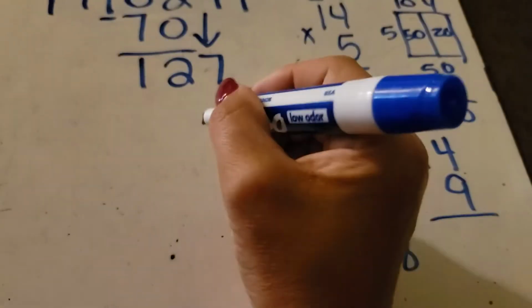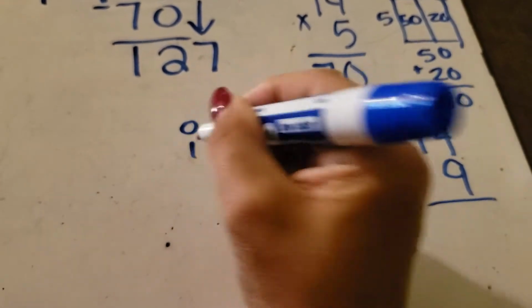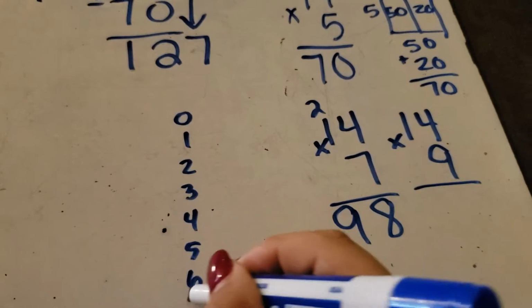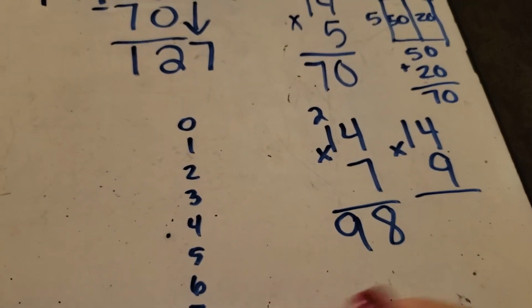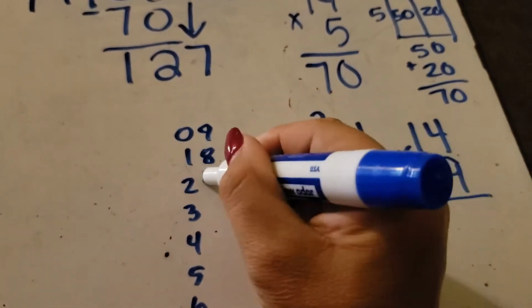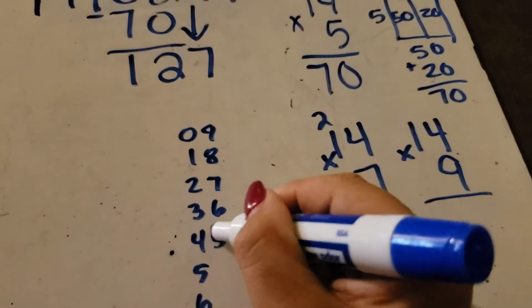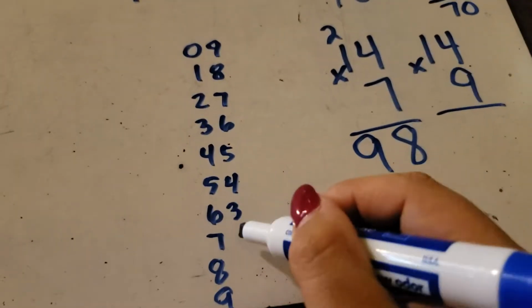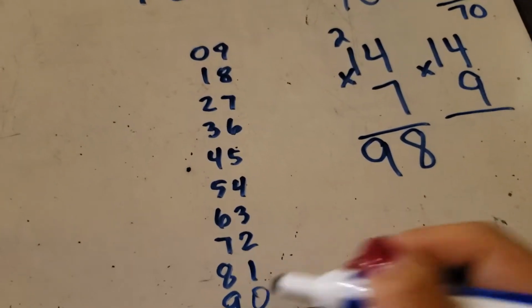You write down 0, 1, 2, 3, 4, 5, 6, 7, 8, 9. And then start and write backwards. 9, 8, 7, 6, 5, 4, 3, 2, 1, 0.